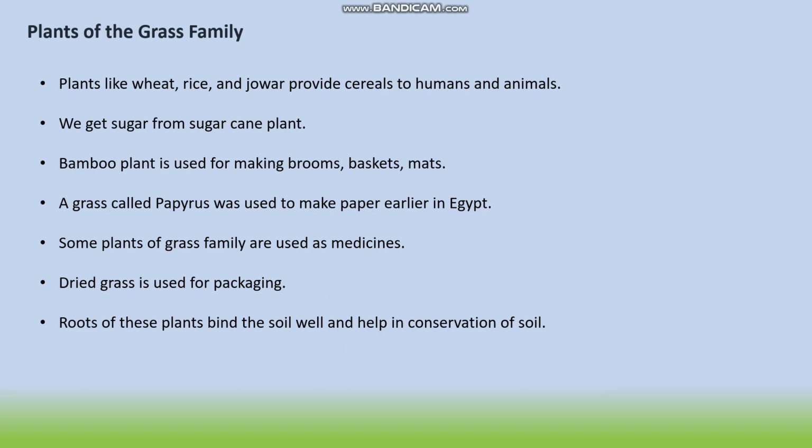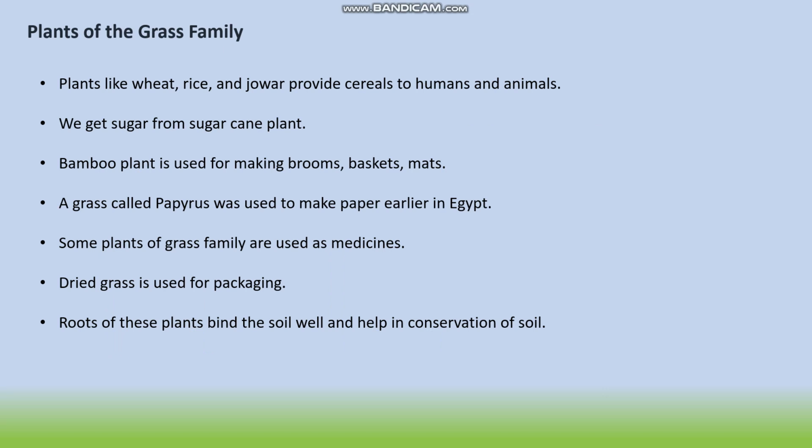And let me move on to the next, that is plants of the grass family. Most of the plants in the grass family are of great use to us. What is the use? Plants like wheat, rice, and jowar provide cereals to humans and animals. We get sugar from the sugarcane plant, and the bamboo plant is used for making brooms, baskets, mats, and more. And here, bamboo shoots have high nutritional value, so they are used to prepare dishes in many parts of India.